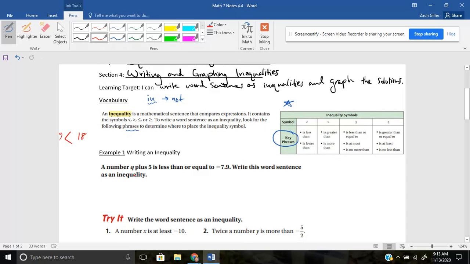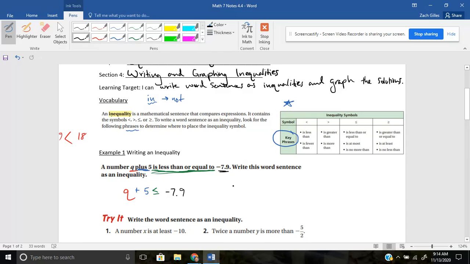So let's try to write an inequality. We have a word sentence here. We want to write it as a math expression or a math inequality. It says a number Q. Okay, I'm going to start with that. Plus 5, okay, an addition sign, 5, is less than or equal to. We come over here to our symbols chart. Is less than or equal to matches up with this symbol. So is less than or equal to. And then we end with the number negative 7.9.